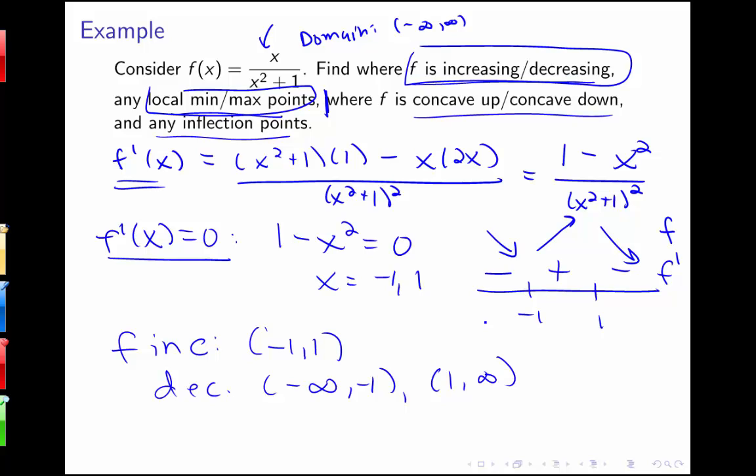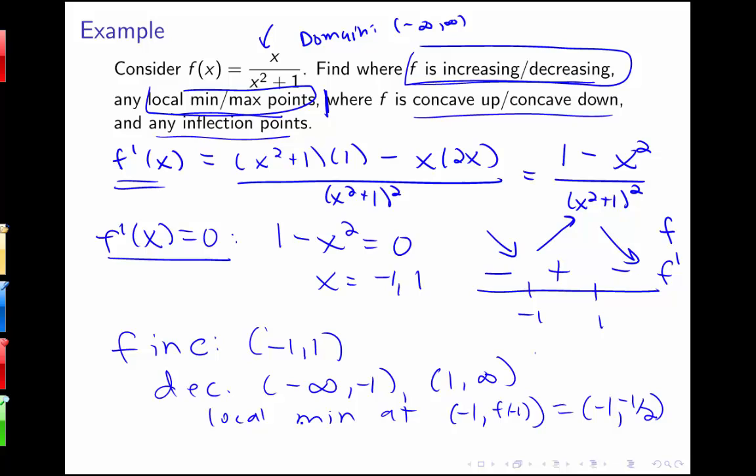So what about local mins and local maxes? Well, it looks like I've got a local min at negative 1, so at negative 1 comma f of negative 1. Let me write f of negative 1, just to emphasize that we're plugging that negative 1, the location of the point of the local min, back into the original function. If I plug negative 1 into there, I'm going to have negative 1 over negative 1 squared plus 1. That'll be negative 1 over 2, so negative a half.